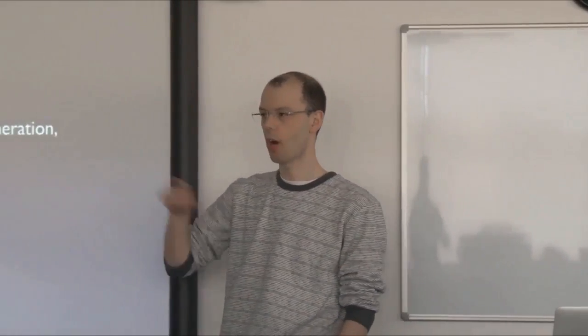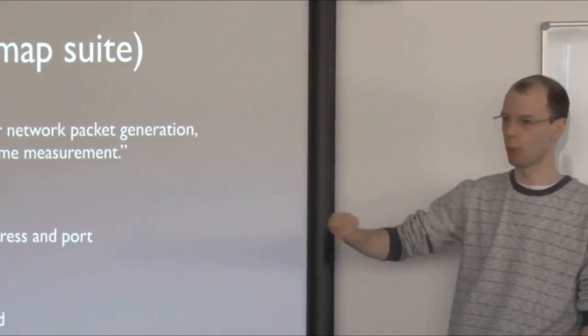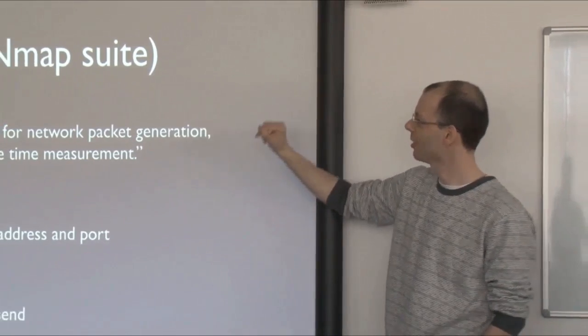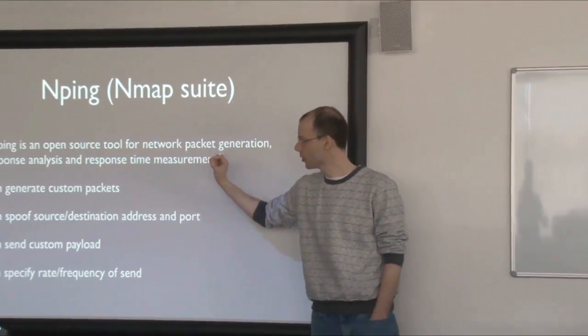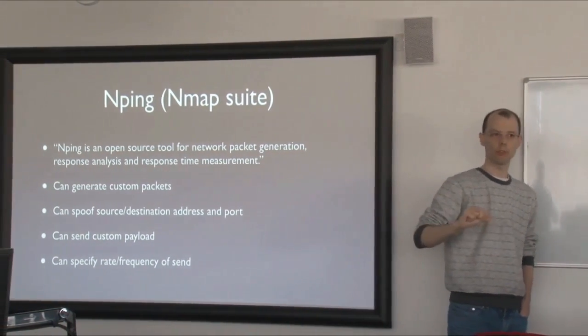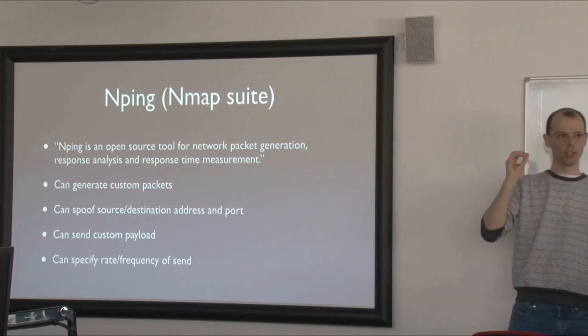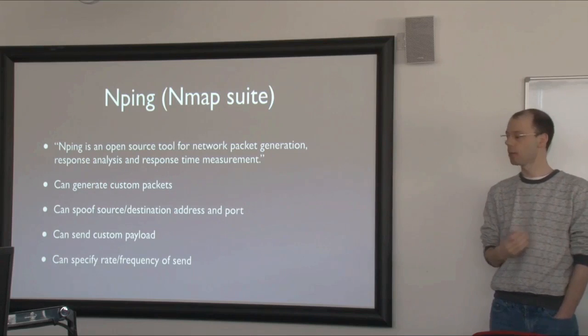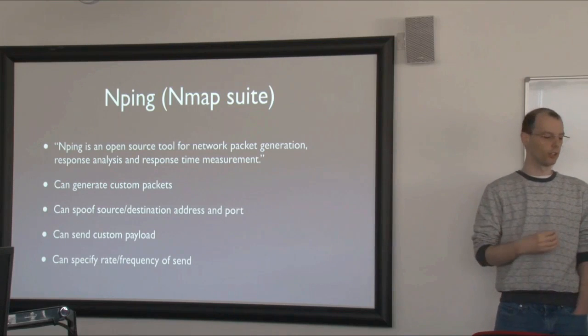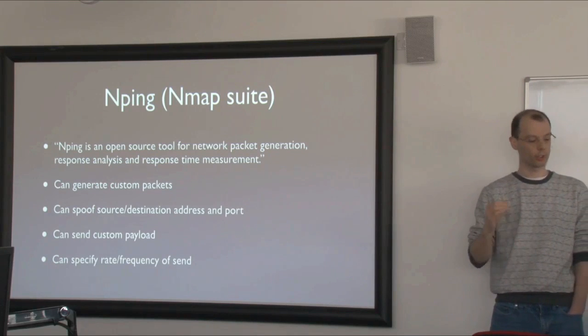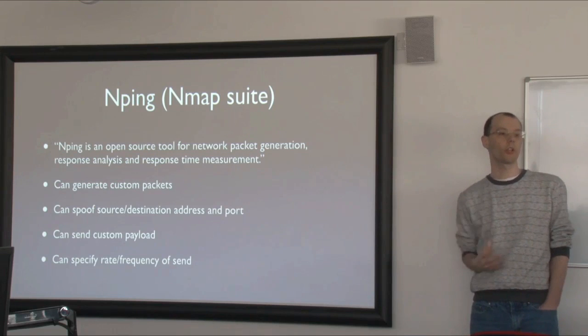To do this, I'm using nping, which is part of the Nmap suite that we heard about this morning. So it's just as well I've been going to the Nmap talk in particular. It's an open source tool from Nmap that lets you generate your own packets. You can specify your source IP address and your source ports. You can specify the target that you're looking for. You can generate your own custom payload.